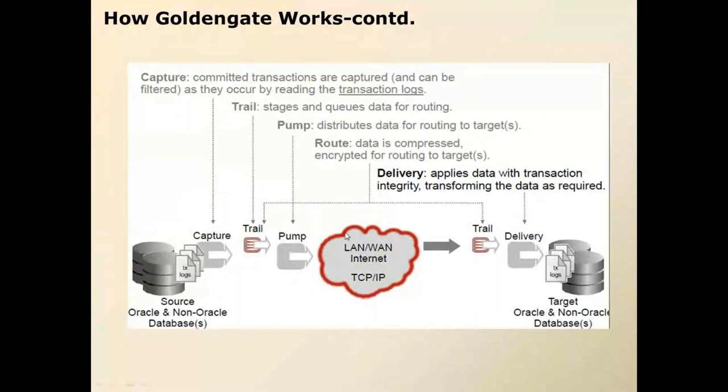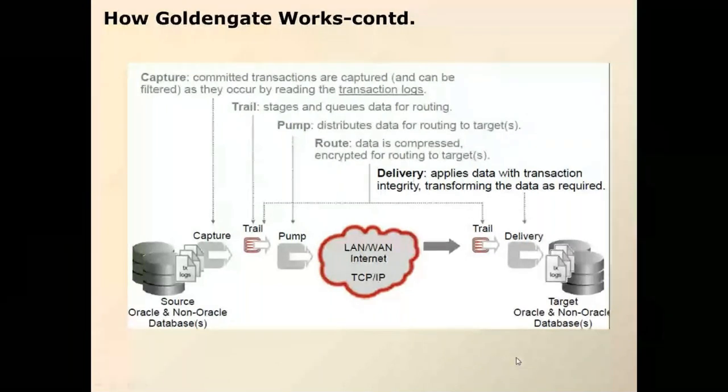So there are three processes involved in GoldenGate replication: capture, pump, and delivery. The capture process captures the data. Basically, it is also called extract. The pump process is used for sending the data over the TCP/IP network. The replicate process is used for applying the data to the target database.